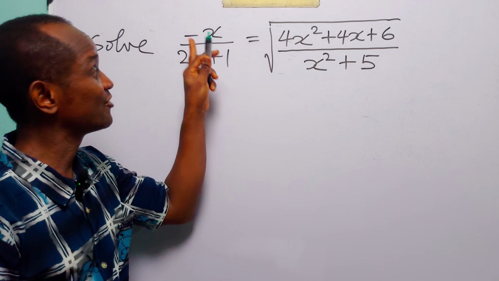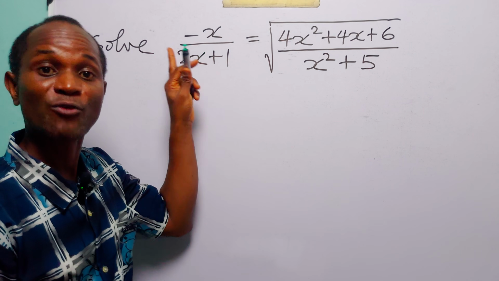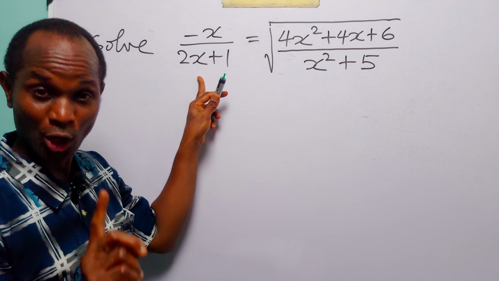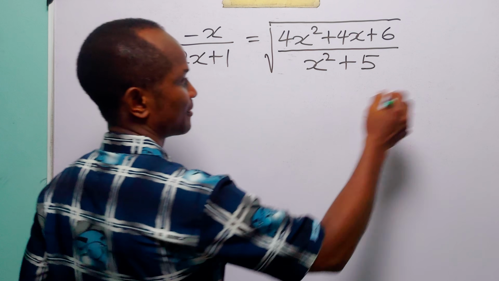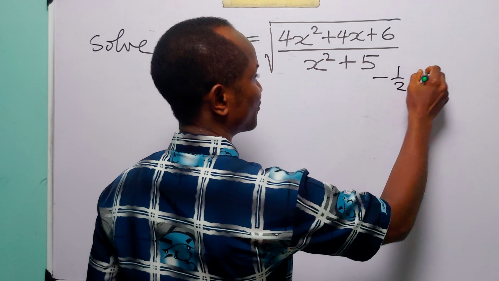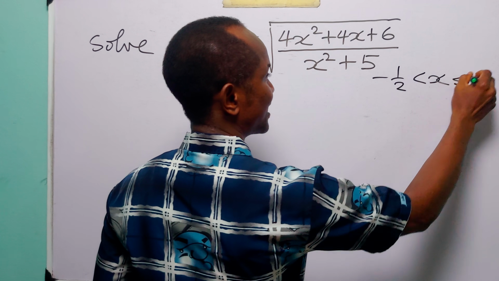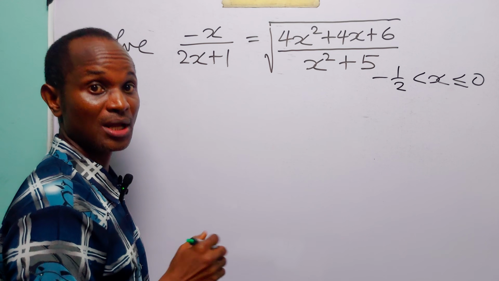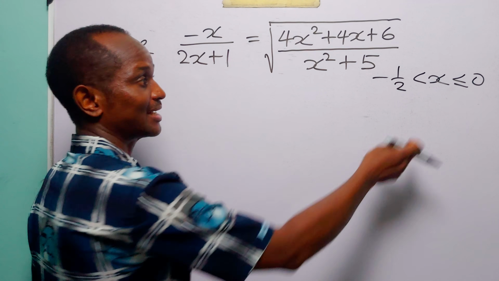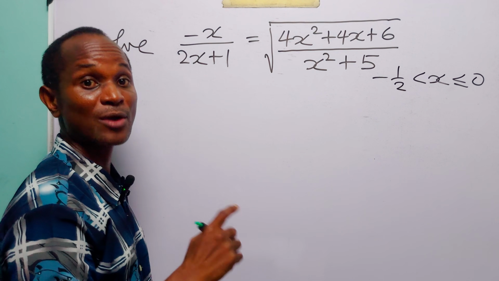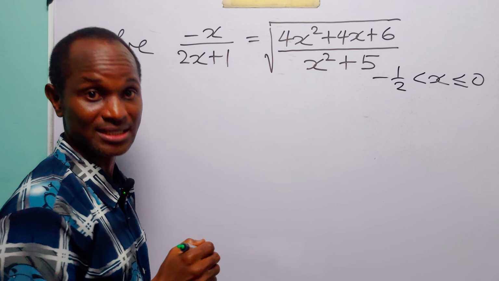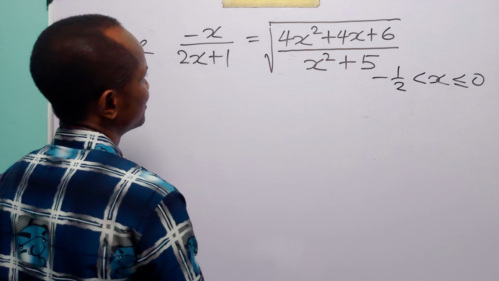And we have that the range of values of x for which this function will always be positive is minus half less than x, less than or equal to 0. Now, if you are interested in finding out how we got this, I will explain after solving this equation. Now, back to the equation.